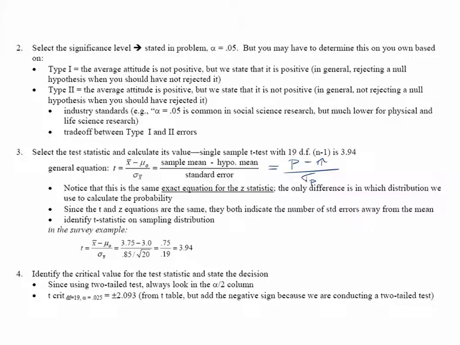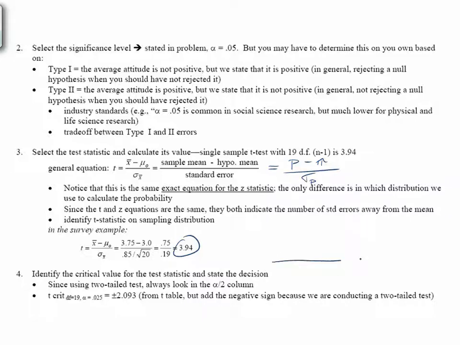So in this example, our sample is 3.75. Our null hypothesis is 3. Our standard deviation is 0.85, and our sample size is 20. So the standard error is 0.85 divided by the square root of 20, or 0.19. So we would say that 3.75 is 3.94 standard errors above the mean.